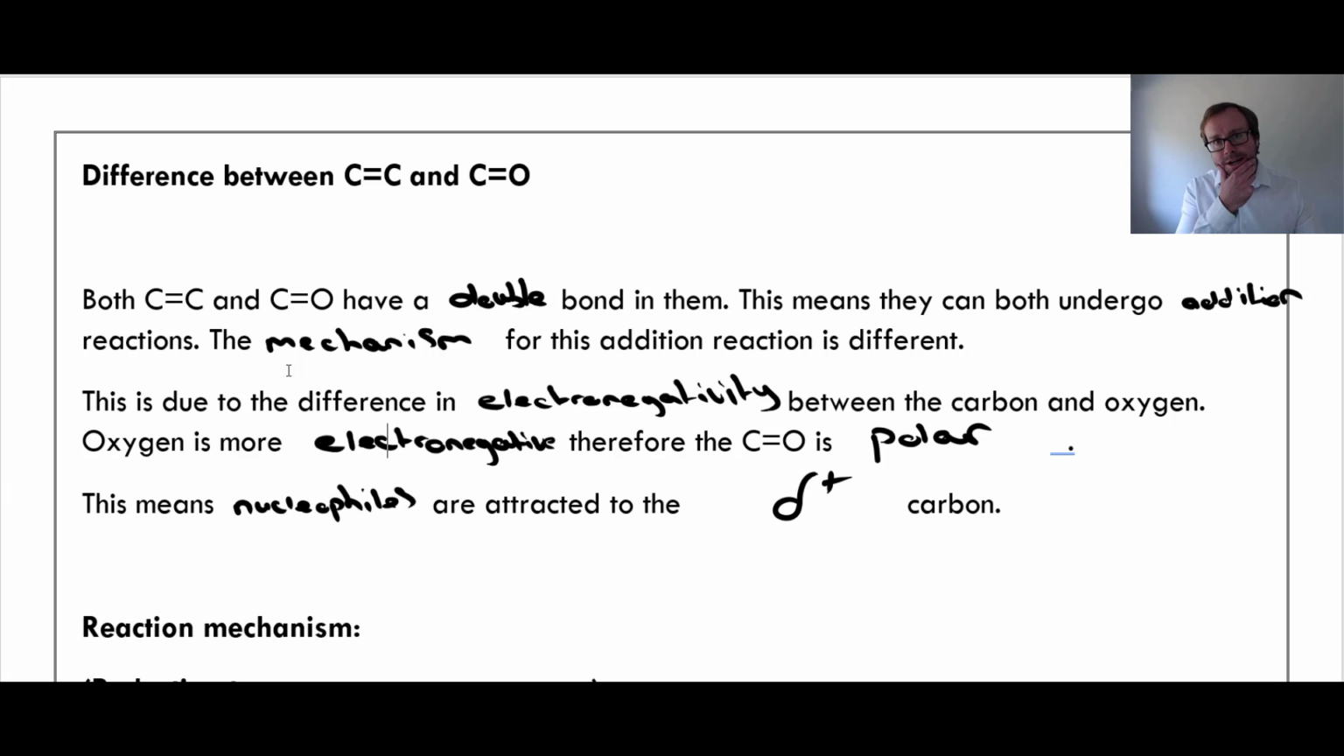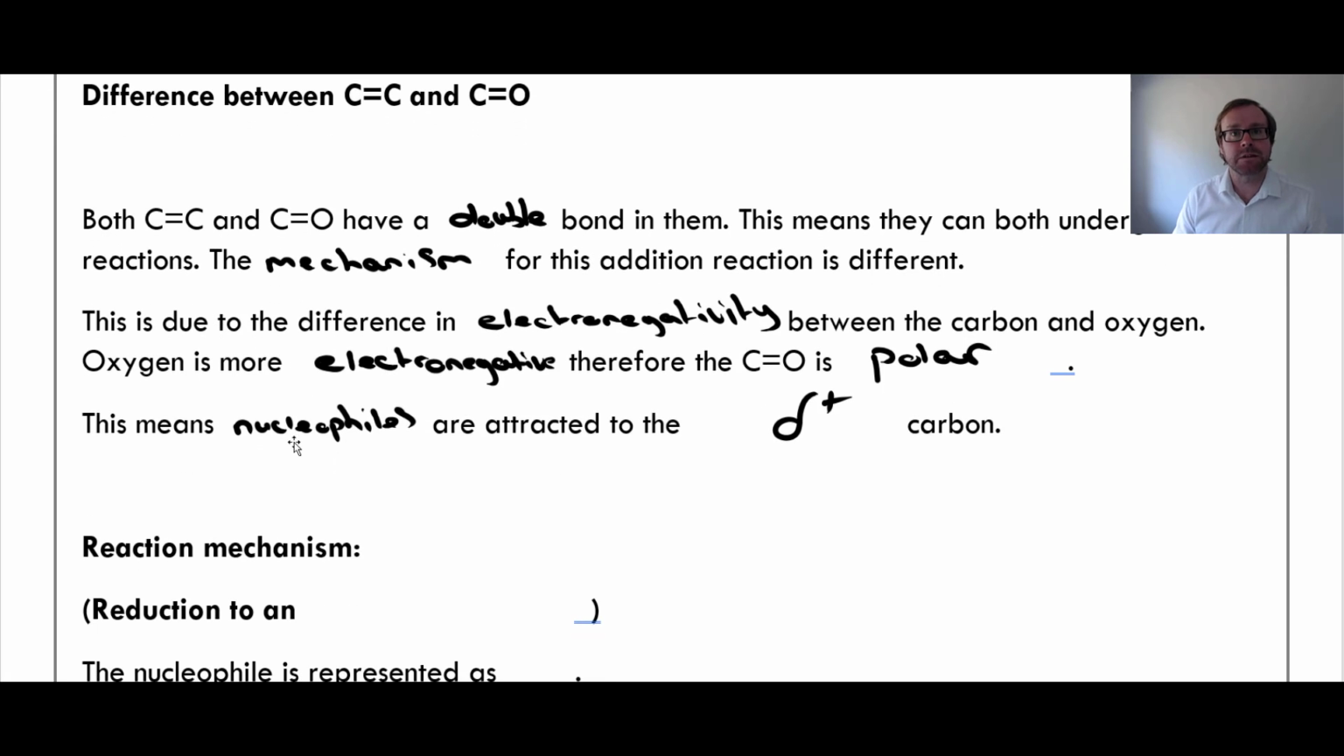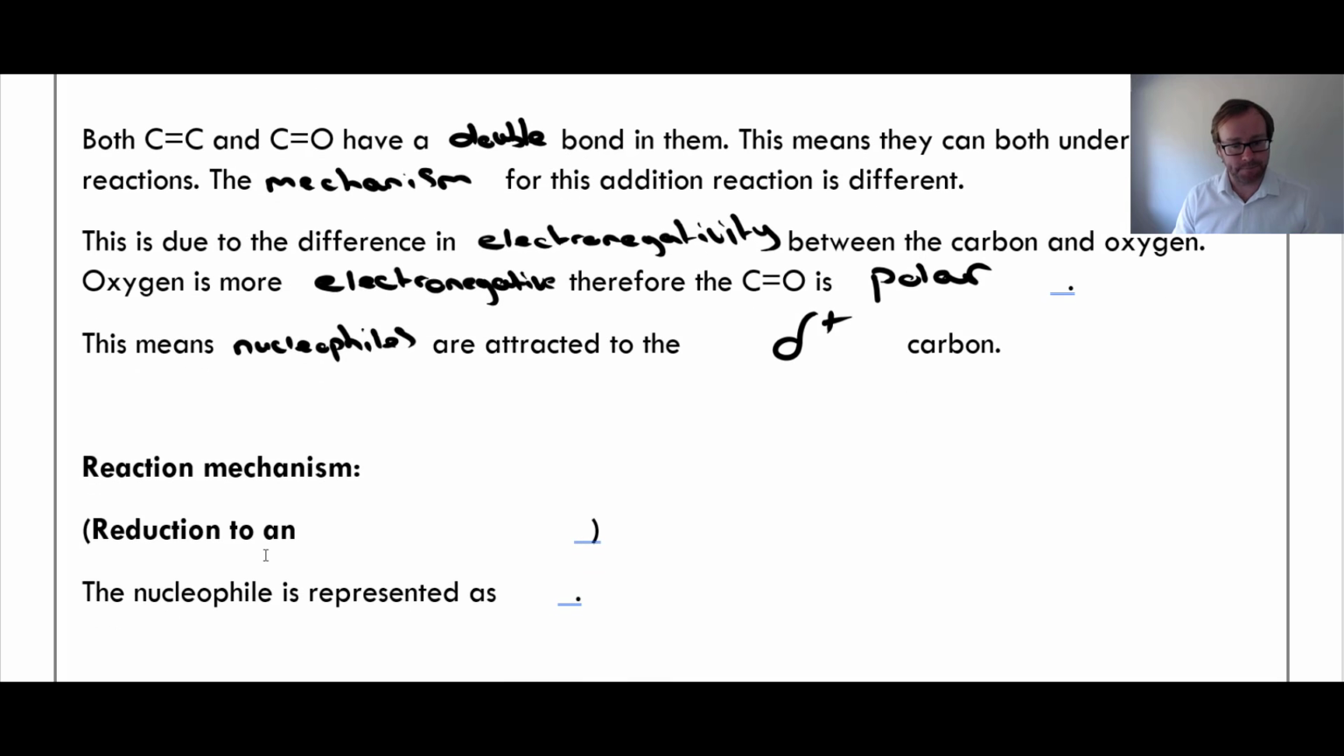So, if you think back to your alkene mechanism, that was called electrophilic addition, because the electrophiles, which like electron-rich areas, are attracted to the double bond, so the electron-rich area. Nucleophiles like electron-deficient areas, so positive charges. Okay, so that's why we have a different mechanism.